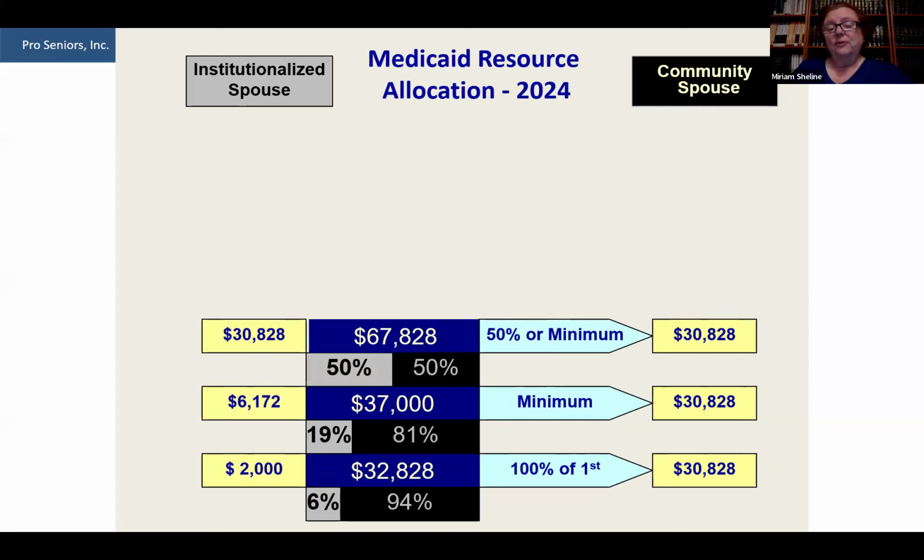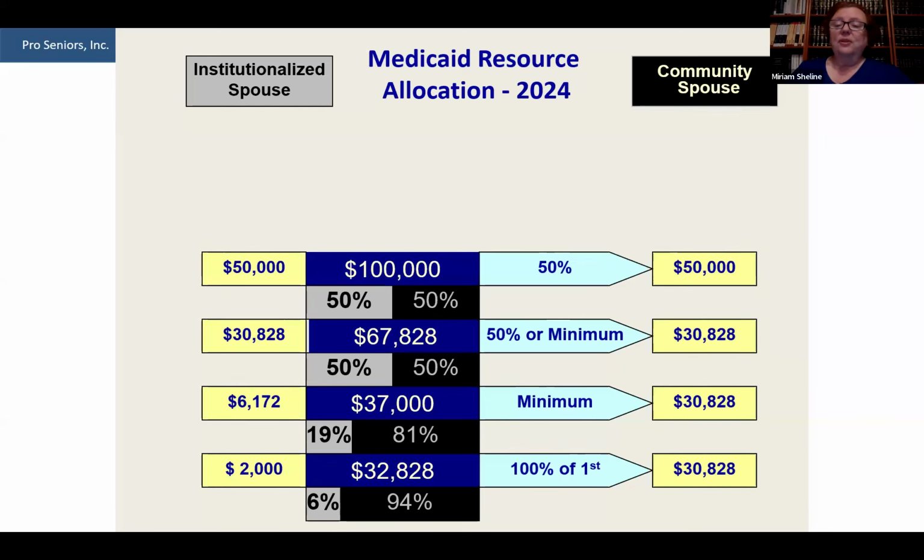If their resources, for instance, are $67,828, now we are at a 50-50 split. And the community spouse's share is $30,828. And then the other $30,828 is put on the IS's side. And that $30,828 must be spent down to $2,000 for the IS to qualify.